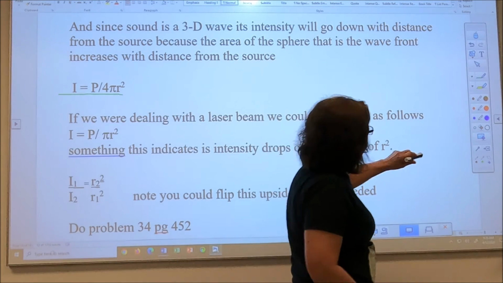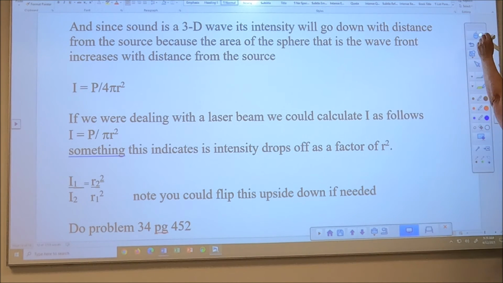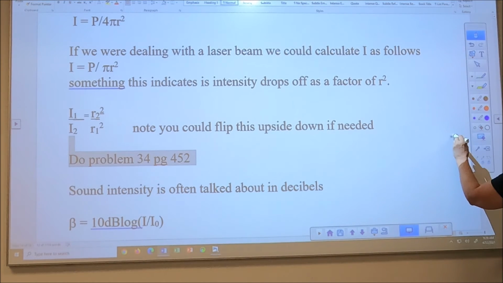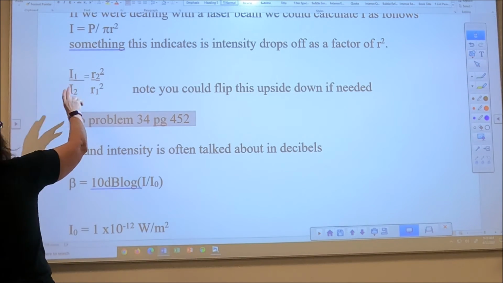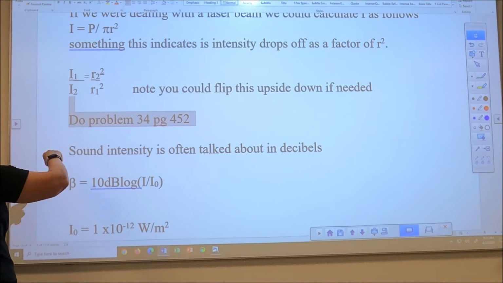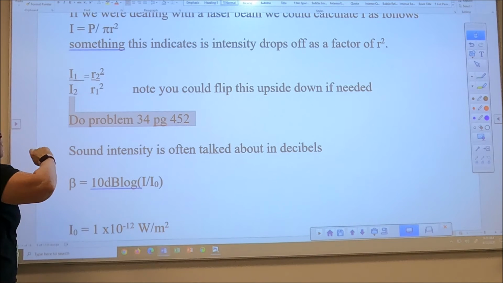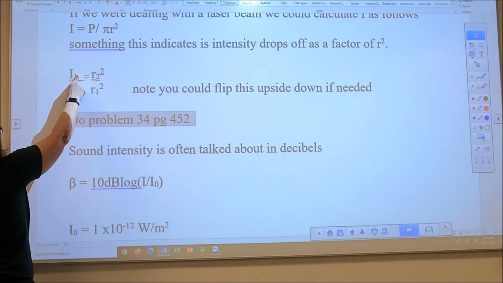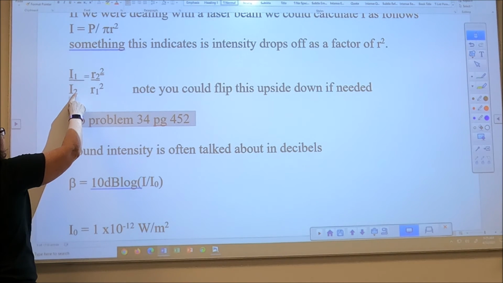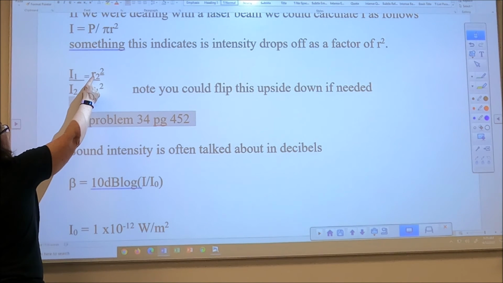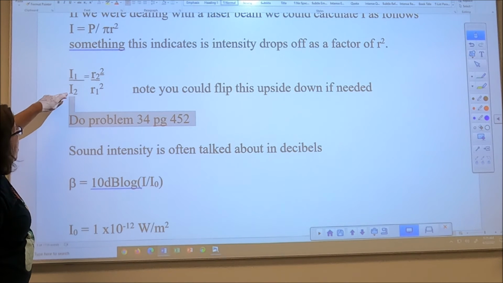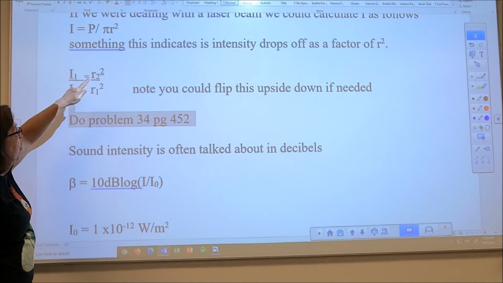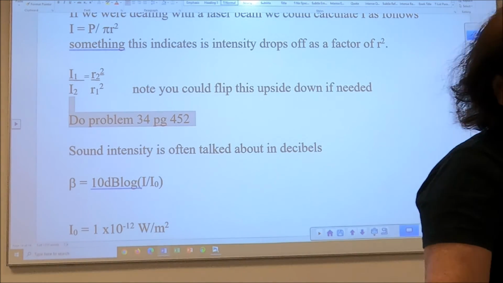Now, let me erase. If we start looking at the relationship between intensity and position, notice that intensity goes down as a function of r squared. So if I know the intensity at a position R1, and I want to know the intensity at a position R2, then I1 over I2 equals R2 squared over R1 squared. You can flip that upside down and say that I2 over I1 is going to equal R1 squared over R2 squared. So we're going to look at problem 34 at the end of the textbook.